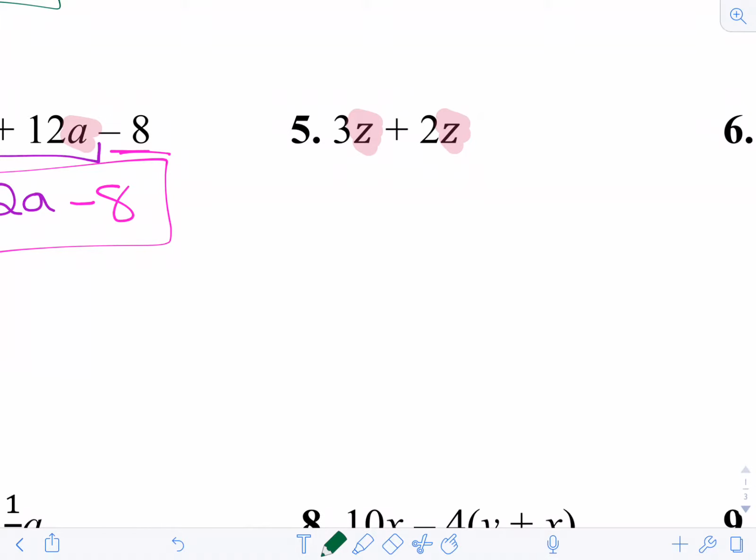How many do I have total? Well, 3 plus 2 gives me 5. So 3z plus 2z will give me 5 of these z's.